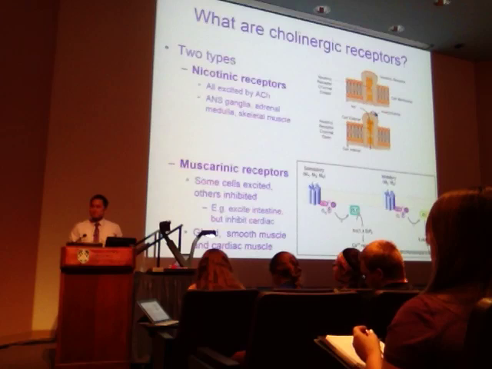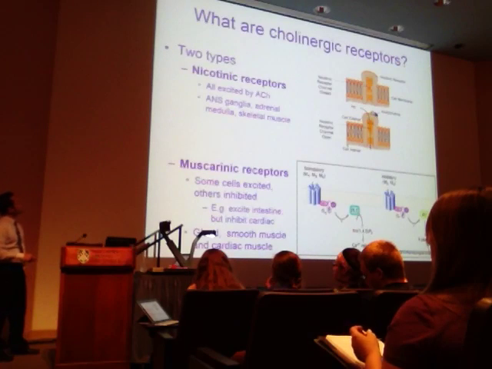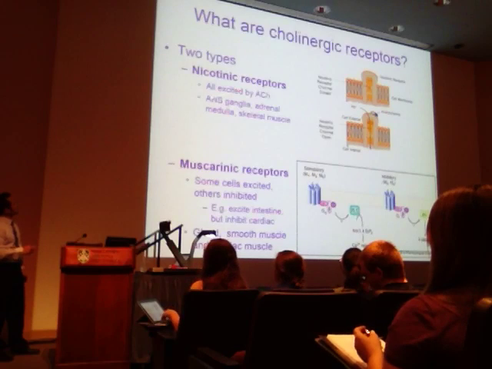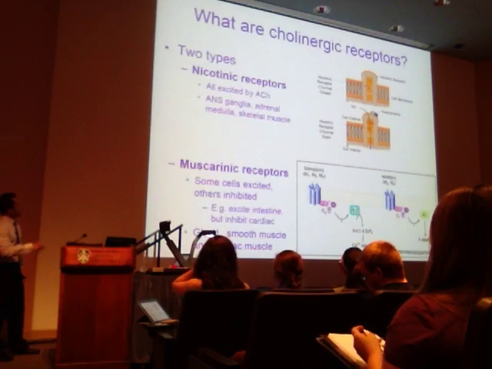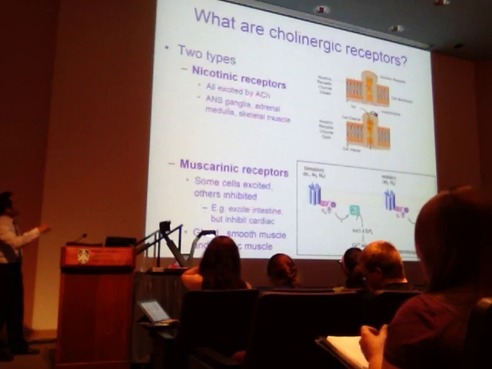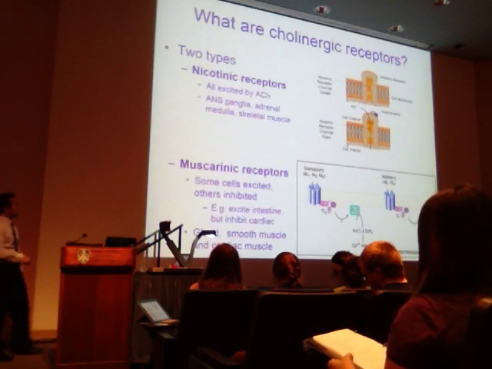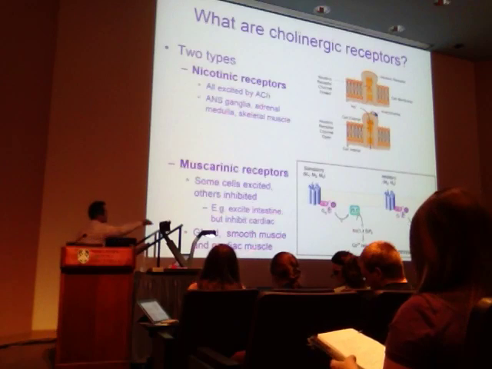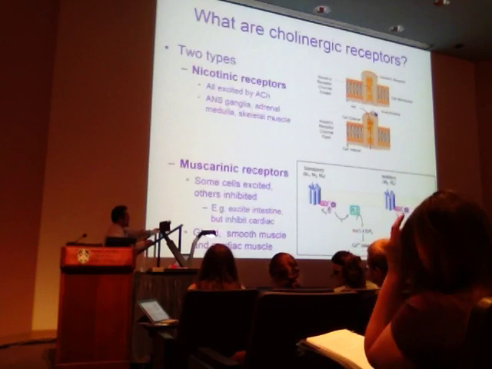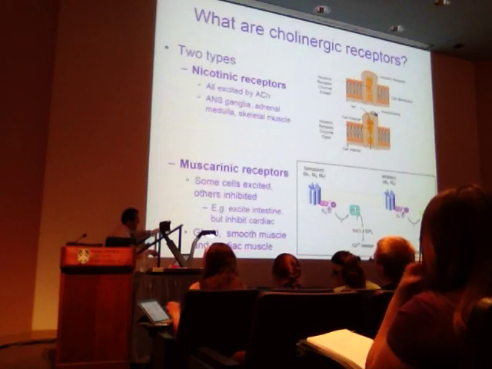Question? The second bullet point for both receptors, are those the targets for these receptors? Like here? Yes. Okay. These are the targets. So like the target for the nicotinic: skeletal muscle, autonomic nervous system ganglia, adrenal medulla. Target for muscarinic receptors: lots of glands like sweat glands, smooth muscle, and cardiac muscle.